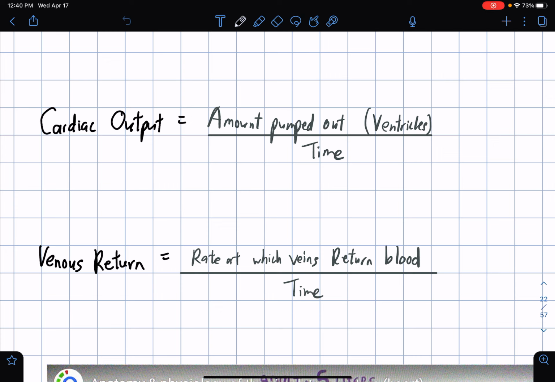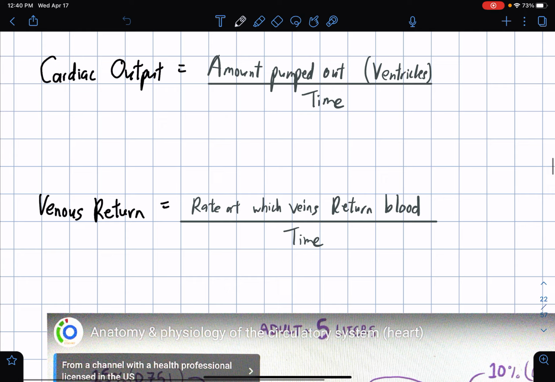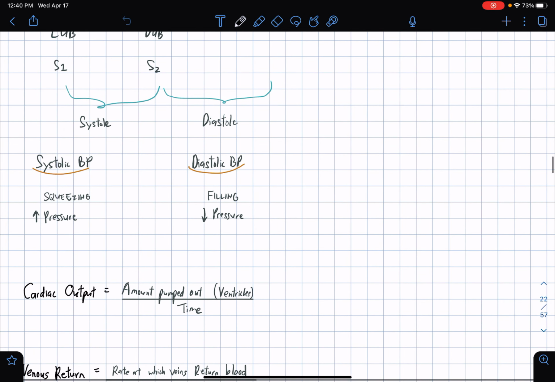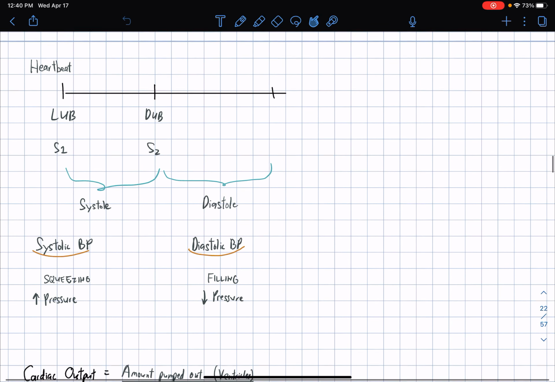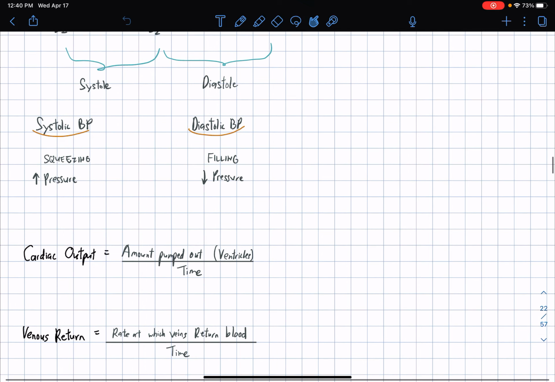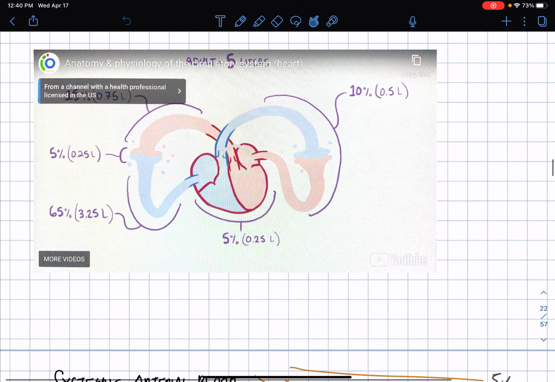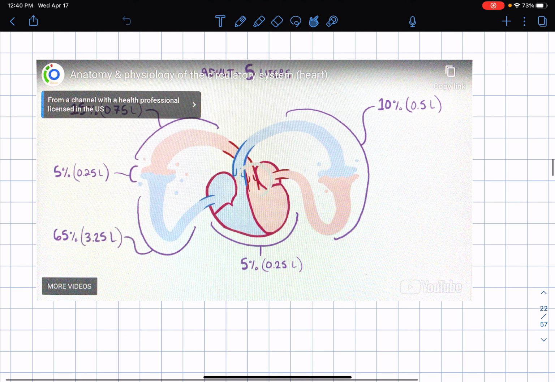So cardiac output is equal to the amount pumped out from the ventricles, divided by the time. And venous return is the rate at which the veins return blood, divided by the time. I won't say anything more than that, so let's move on. From Osmosis, it's said that, what is this?